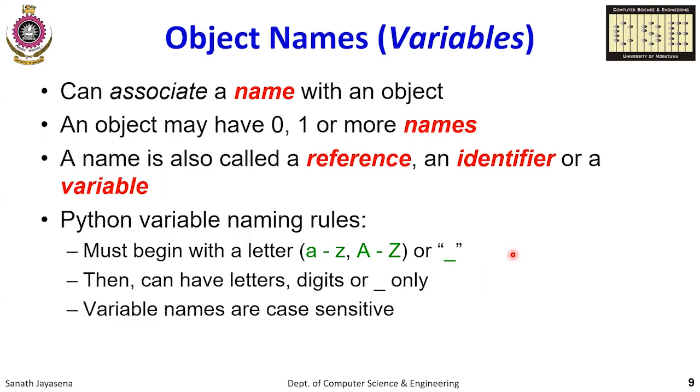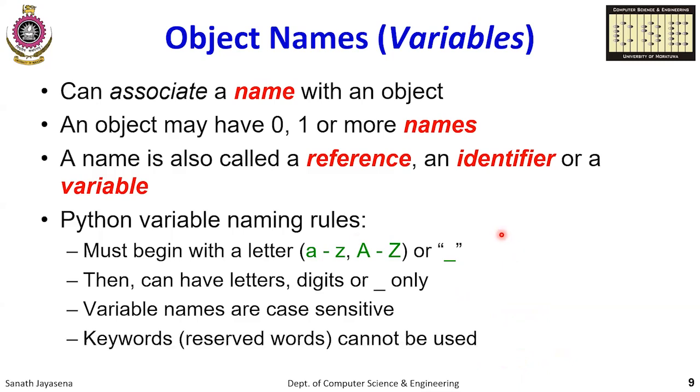Variable names are case sensitive. So if you have a variable name like Total and total, these are two different things, because case sensitive means that the uppercase and lowercase difference matters. Okay. Let's move forward.